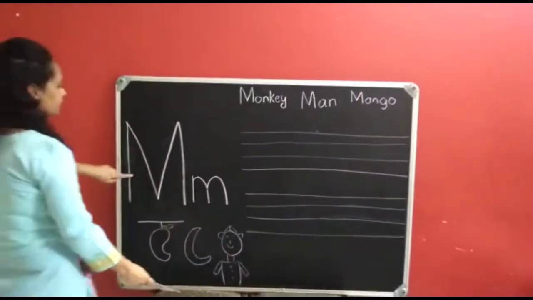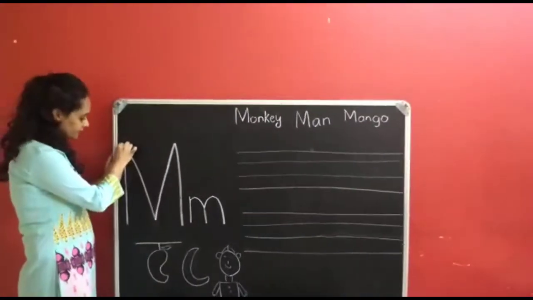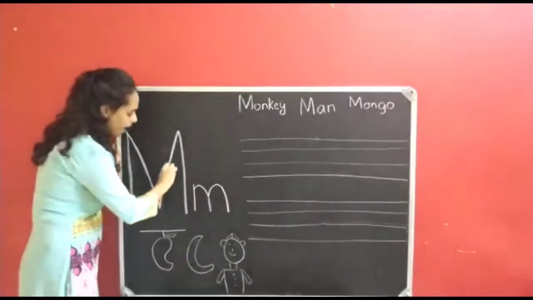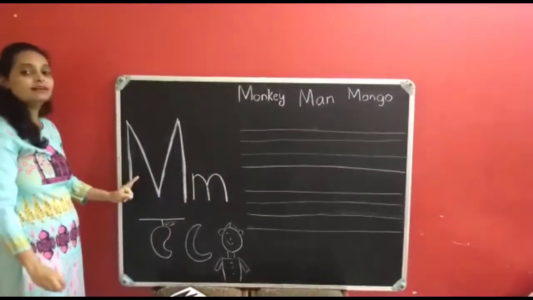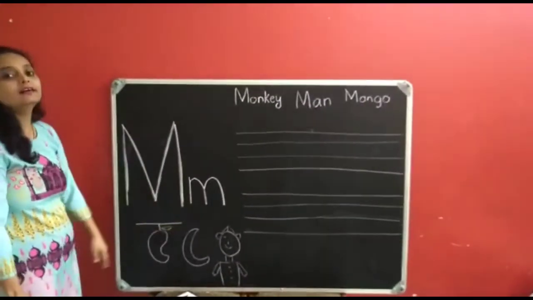So children, this is letter M. It's very simple. Standing line, slanting line, up slanting line and again down. So it becomes letter M. This is capital letter M. This is small letter M.